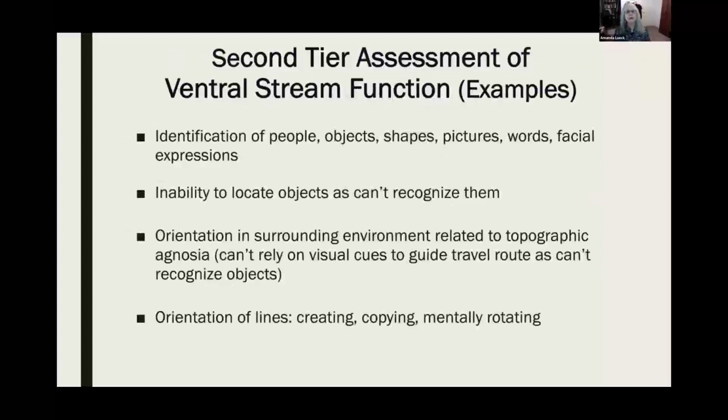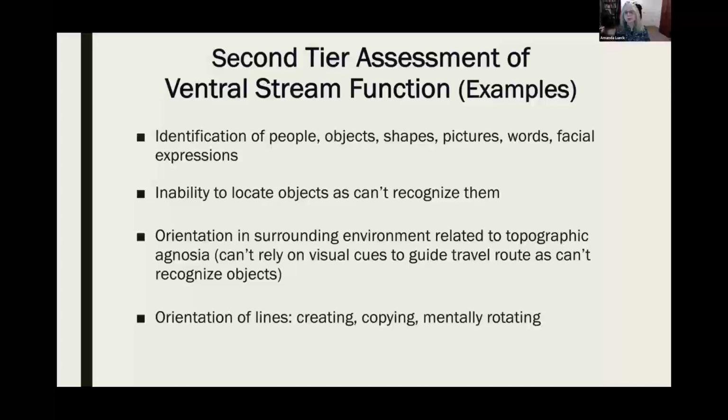And here are some things to look for in the ventral stream. And we talked about this in an earlier webinar: identification of people, objects, shapes, pictures, words, facial expressions. A child could have problems with one of these, with all of these, with certain shapes, with certain pictures, with certain words, with certain letters. The inability to locate objects because you can't recognize them. So if you can't recognize them, you can't locate them.